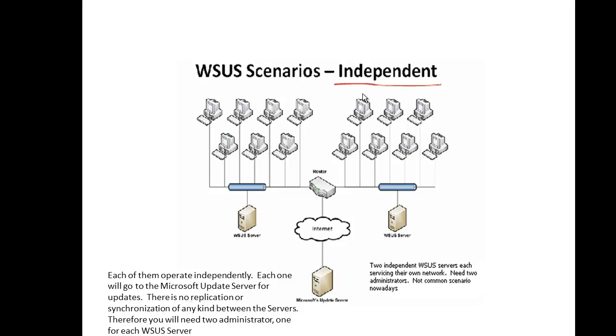This scenario is called the independent scenario. In this scenario, we have two separate networks, and each one of them operates independently. The network on the left will go to the Microsoft Update site, and the Microsoft Update site will send the updates to the WSUS server that has been installed in this network. The client computers will get their updates from the internal WSUS server. The same thing will happen with the network on the right. So both of them are independent.